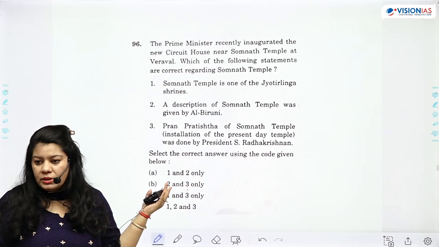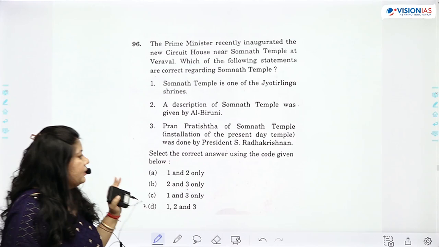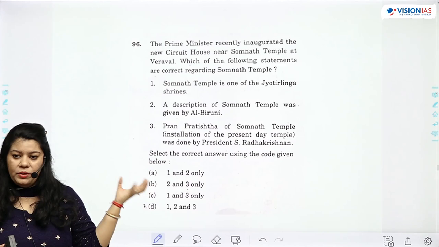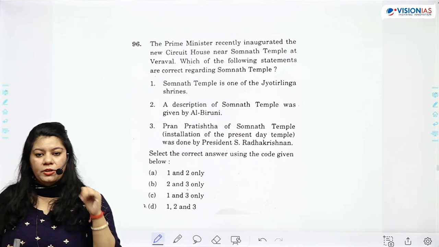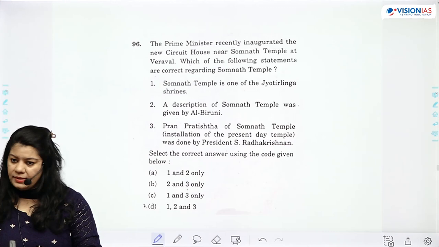Now coming to the third statement, which again has a link with current affairs, and I'll tell you how it was linked. Third, Pran Pratishtha of Somnath Temple was done by President S. Radhakrishnan. So it is very logical that a question would come to your mind, are we supposed to remember this for every temple? No. Why is this point important again? Because you must go 2 years back when Ayodhya Temple's foundation was being laid, there was a criticism from one section that our Prime Minister should not be present during the foundation stone or doing the yagna over there.